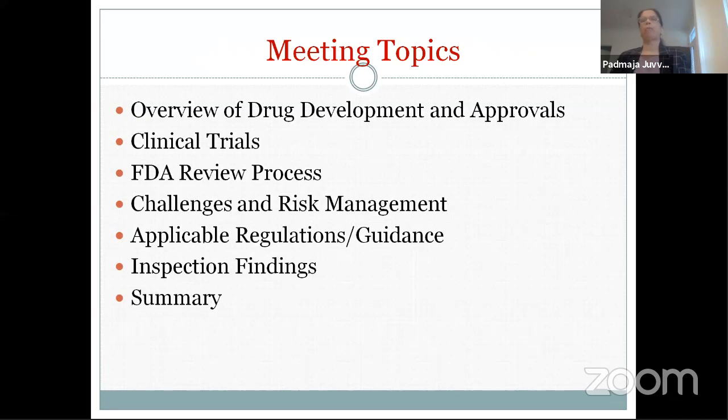So basically, I will start with an overview of the drug development and approval process and talk a little bit about the clinical trials and FDA review processes and challenges faced during this process, and the risk management and the applicable regulations or the guidance, and then I'll conclude with the inspection findings.